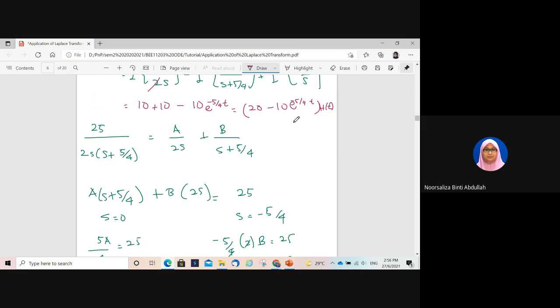Okay. Ada soalan lagi? Tak ada. Okay, tak ada, kita tengok yang bahagian B.